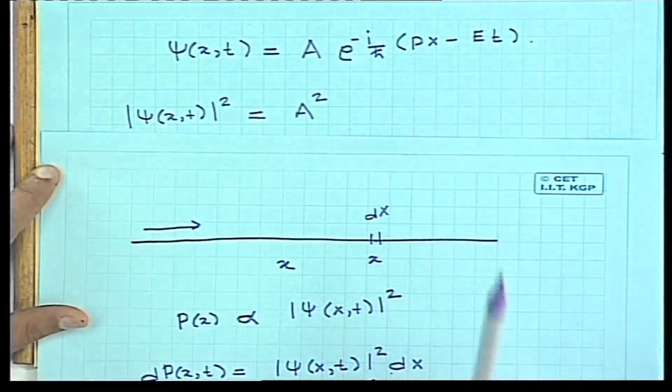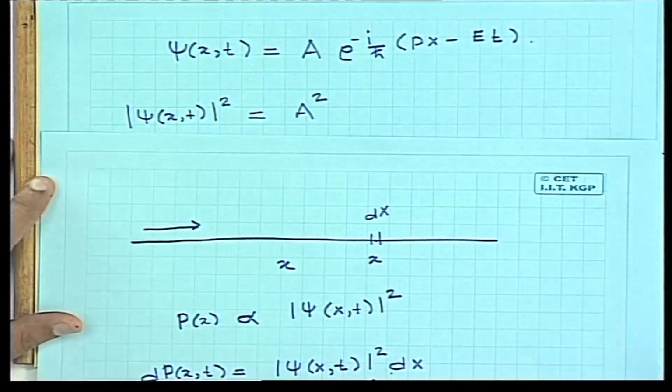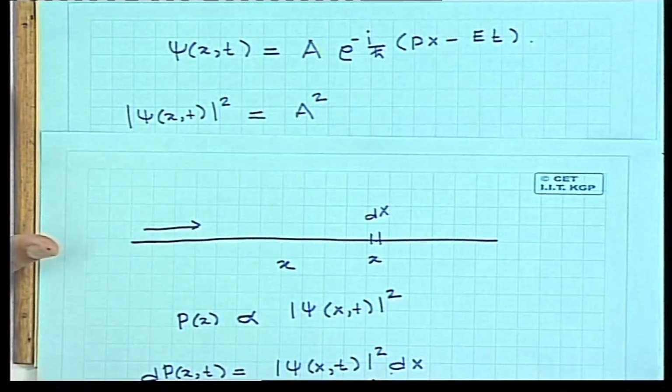So, there is absolutely no spatial information about the particle. We have no information at all in this wave function about where the particle is located, but we have complete information about the momentum and the energy. So how do we go about and overcome this problem?